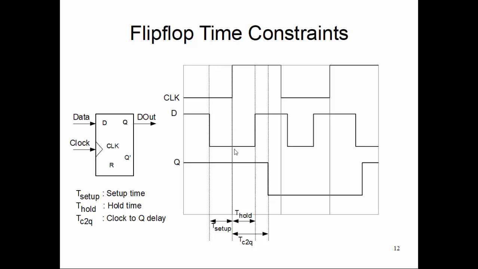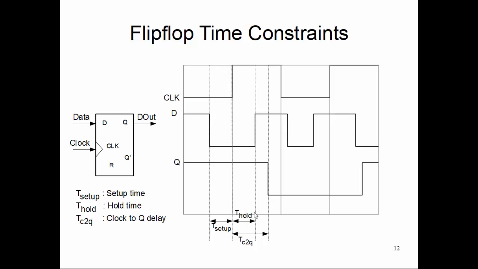Of course, there is an assumption here. Assume this clock is a positive edge triggered clock, and all this discussion and definition I'm doing is with respect to a positive edge triggered clock. If it was negative edge triggered, then we'd be discussing the same concept around the negative edge of the clock signal. So hold time is the minimum amount of time through which you need to hold the data stable at the D input after the clock rise transition. So that's my T hold.